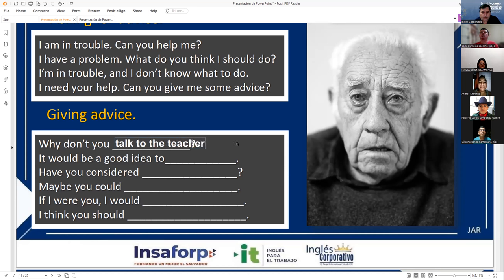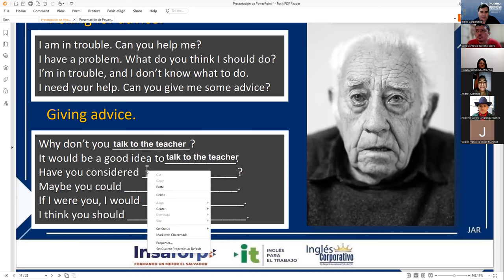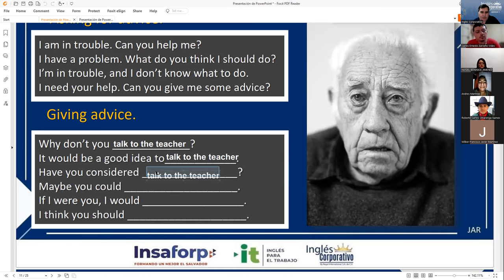Why don't you talk to the teacher? I'm going to make it smaller so that it may fit. Why don't you talk to the teacher? And since I'm going to be only doing the same, I'm going to be lazy and I'm going to copy. It would be a good idea to talk to the teacher. Have you considered? And here I'm going to make a little difference. I'm going to add ING. Have you considered talking to the teacher?